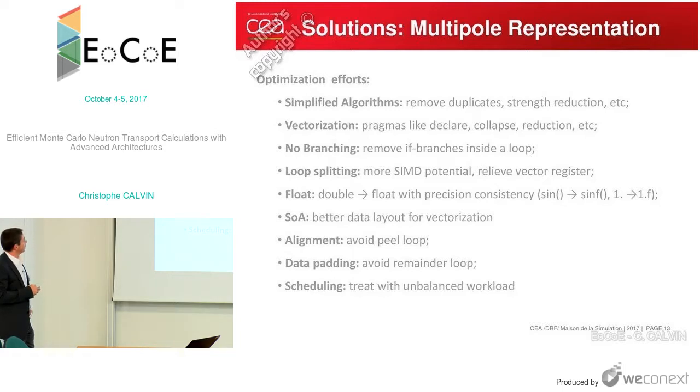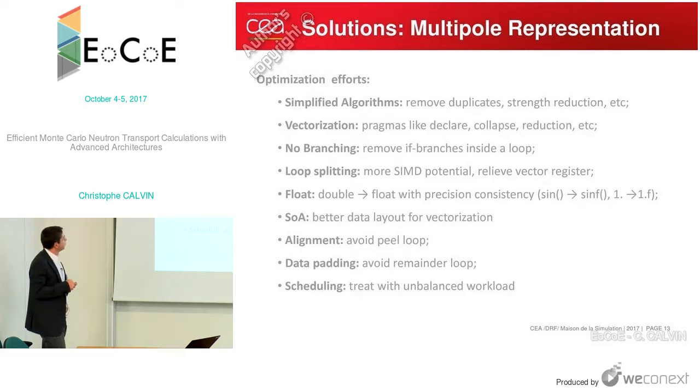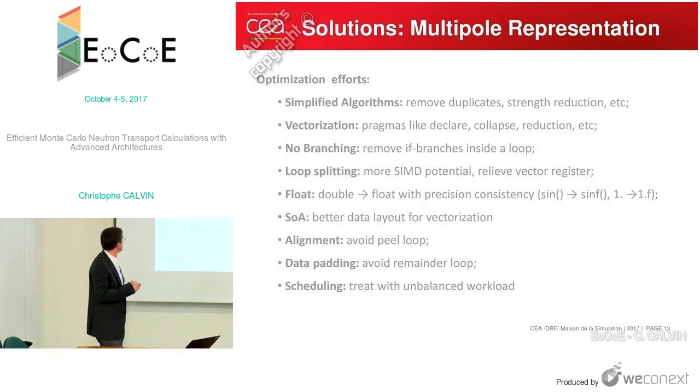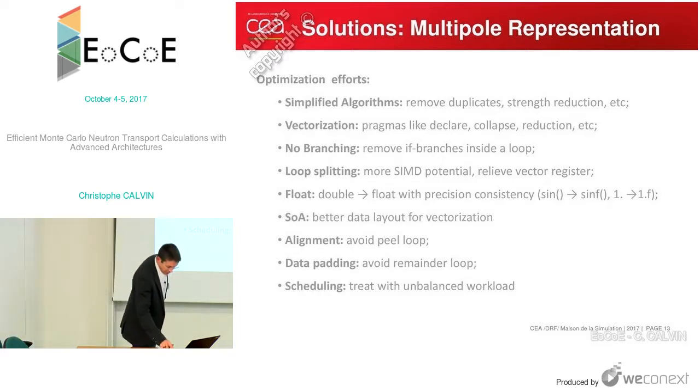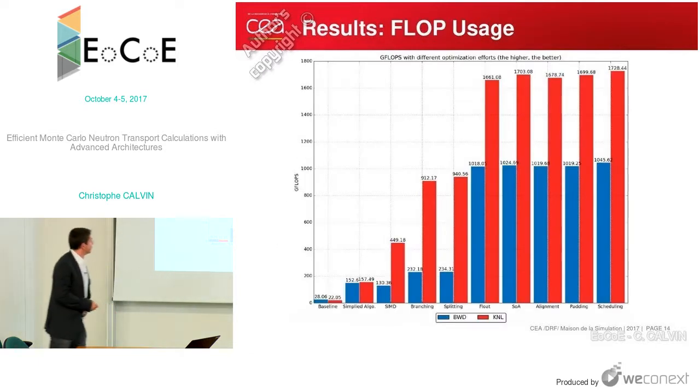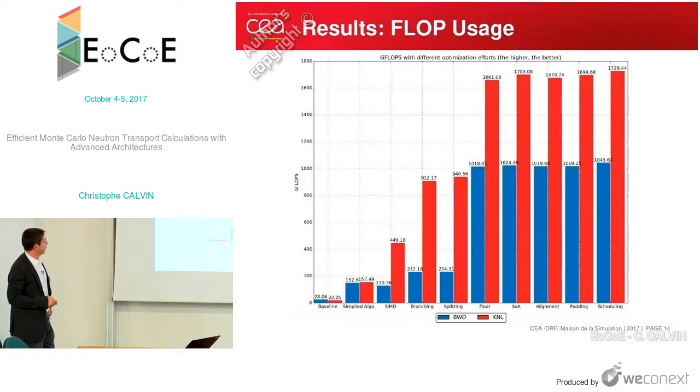Classical optimization also about the way we store the data, from array of structure to structure of array. We focus on the element in memory, data padding, and scaling. And we test this both on Broadwell and KNL. So we have the blue bar for Broadwell performances, and the red bar for the KNL performances in gigaflops. And we test each optimization.